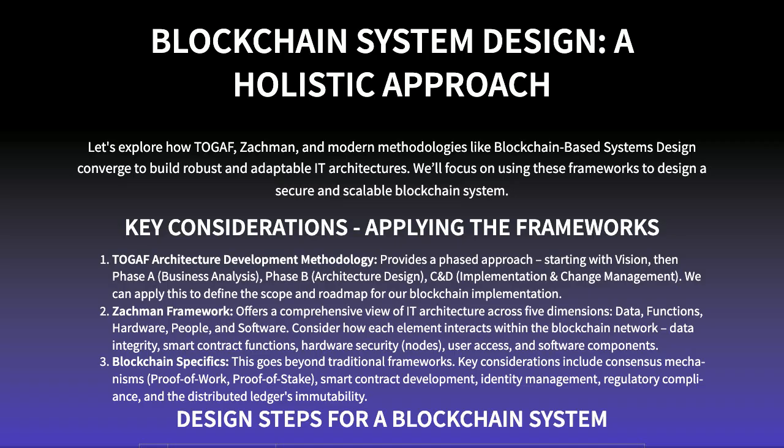Specifically, when building a blockchain, we need to think about things like the platform we'll use, how our data will be structured using smart contracts, security measures, and governance, all elements that can be mapped against Zachman's dimensions. Let's break down some key design steps, starting with defining the business goals and then selecting a blockchain platform, followed by designing the data structure and building those essential smart contracts.